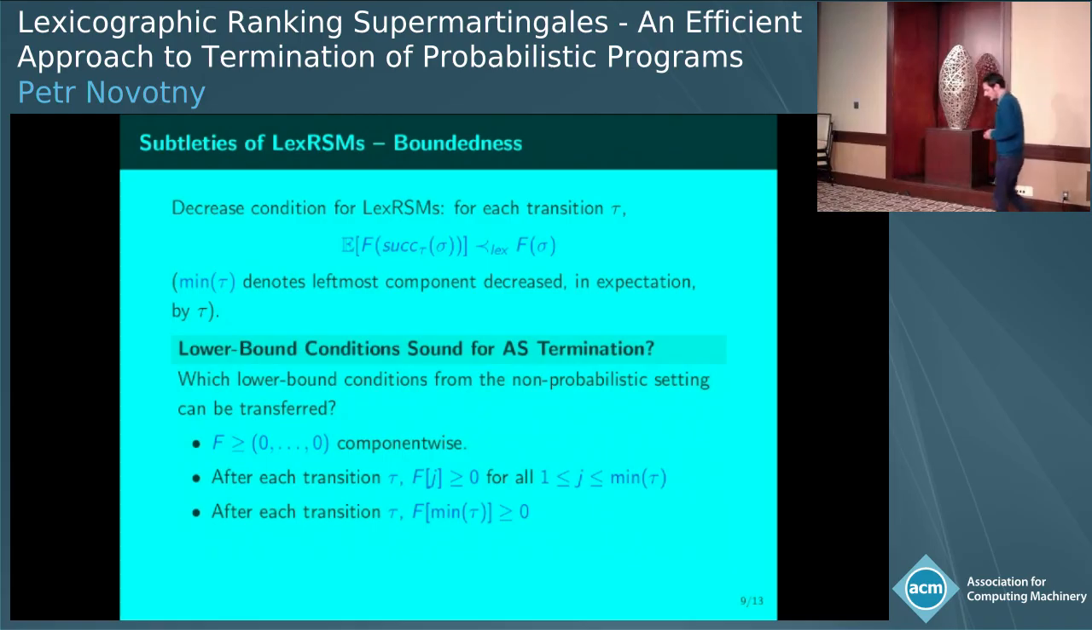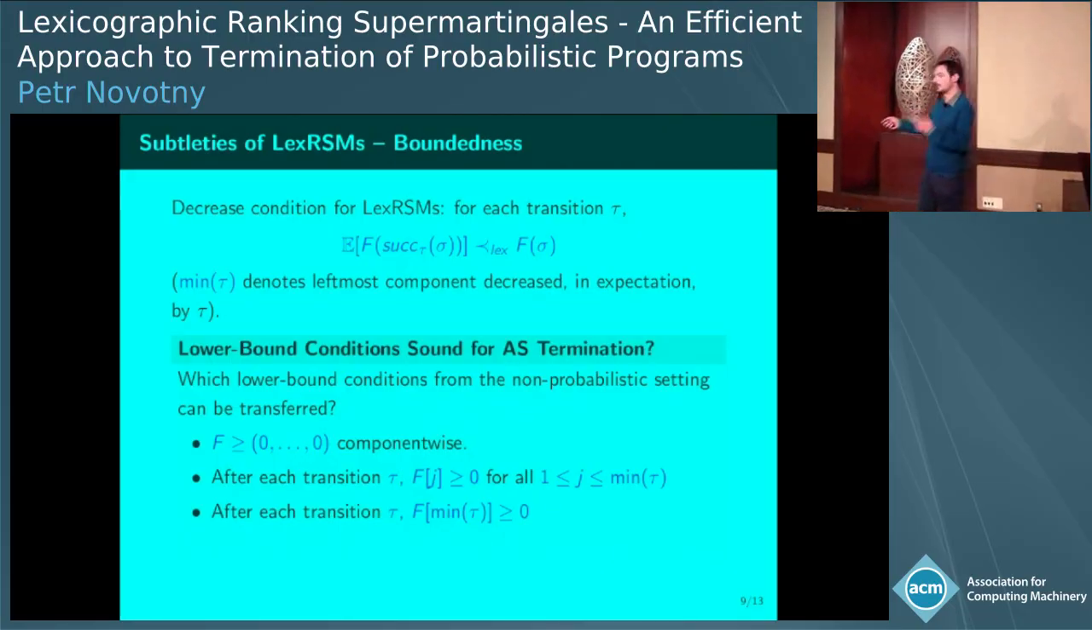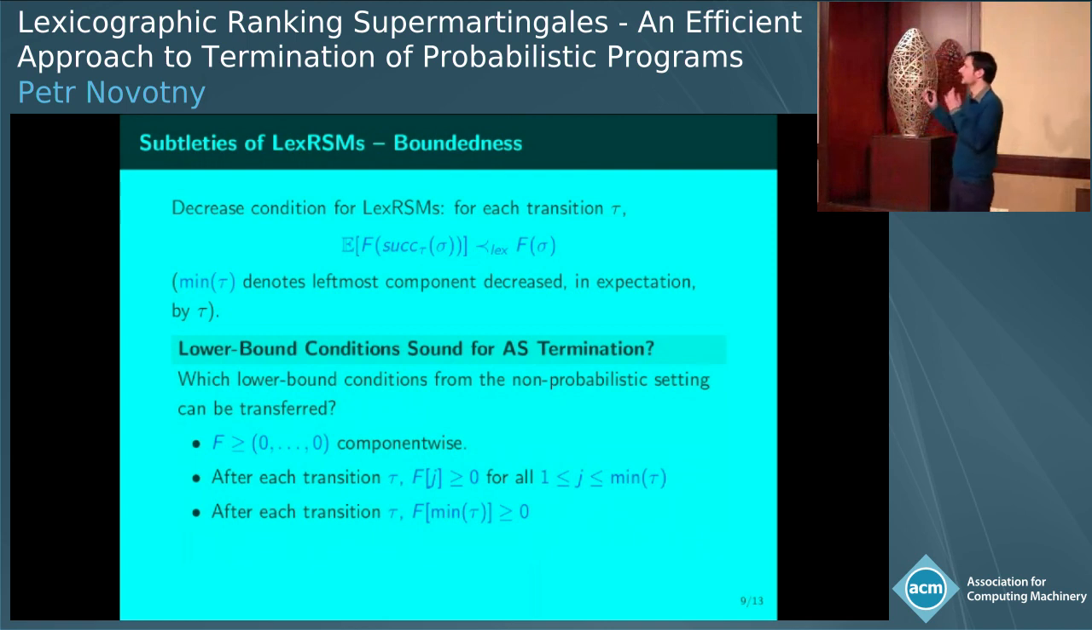So now, what are the intricate parts? One interesting thing is that in the probabilistic world, we have much less freedom in choosing this lower bound condition in the definition of the lexicographic ranking function. Of course there must always be something that, in the classical world, we would say makes the transition relation well-founded. In our paper we proved that this concept of lexicographic ranking supermartingale is sound for proving AS termination if we require that all components of the function are non-negative throughout the program's execution. But again, in the non-probabilistic world, people have come up with alternative notions of this lower bound.